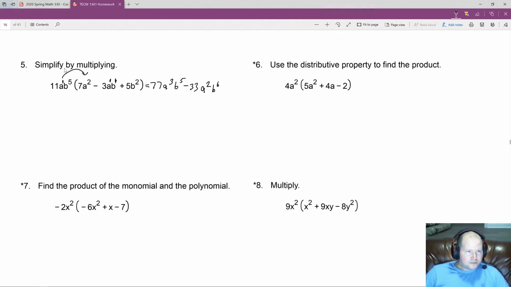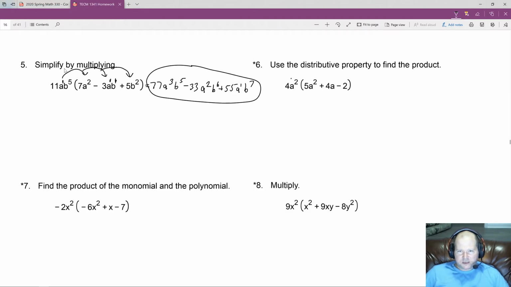And then finally, we distribute it to the third term within the parenthesis. So we say 11 times positive 5, which gives me a positive 55. We say a to the first power times, there is no a, so we just keep the a to the first power. You don't even need to write the 1 there if you don't want to. Then you say b to the fifth power times b to the second power. 5 plus 2 is 7. So this whole terrible thing right there is your answer. Okay, moving on to the next one.